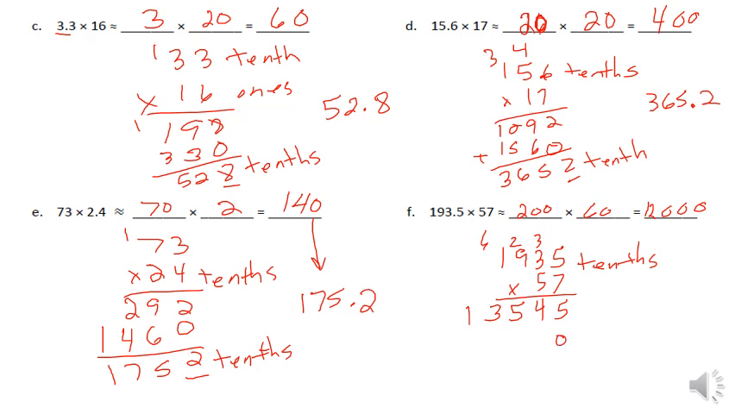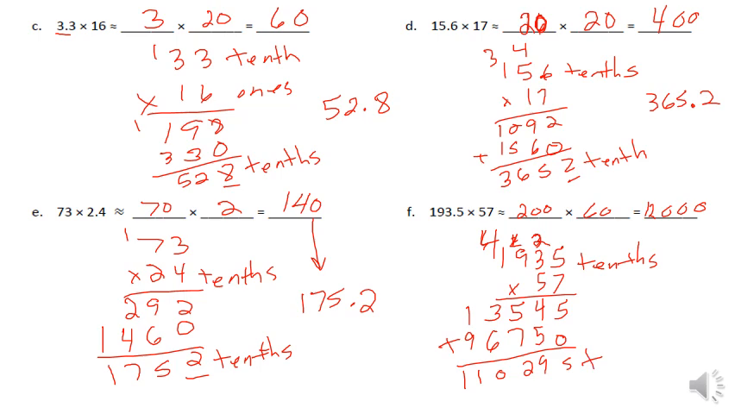Now it's 5 times 5 is 25. Carry 2. 5 times 3 is 15, and 2 is 17. Carry 1. 5 times 9 is 45, and 1 is 46. Carry 4. 5 times 1 is 5, and 4 is 9. Add up our two partial products. We have 5, 9, 12, 10, and 11.